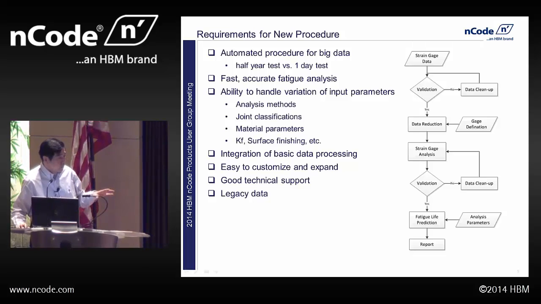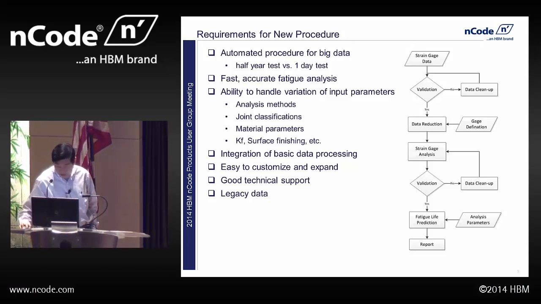Because we put down both uniaxial gauges and strain gauge rosettes, we need different methods to analyze them. Also, at different locations we have different joint or weld classifications and material parameters: the S-N curves, the KF factor, surface finishing, and also the plate thickness. I didn't mention it before, but it plays a very important role, because normally we use plate between half an inch and 4 inches.